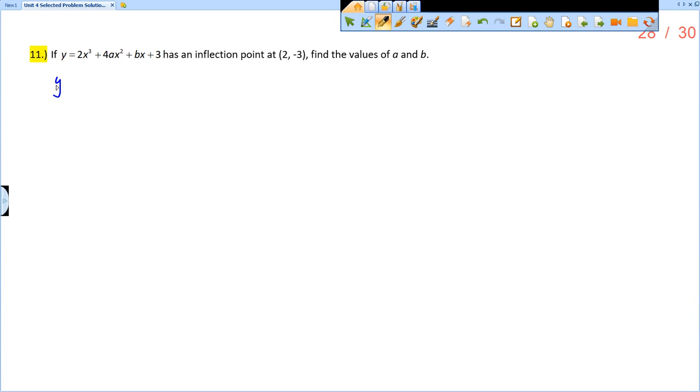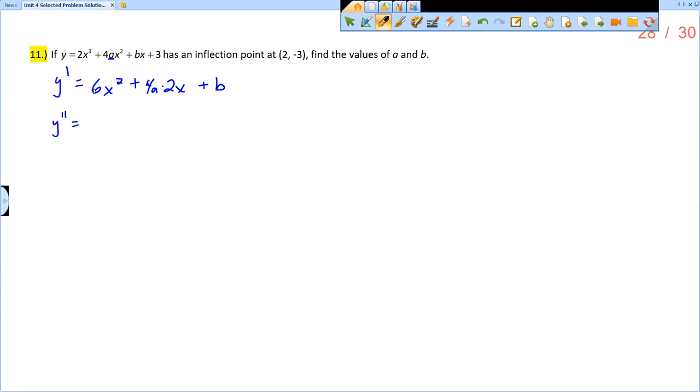All right, so y prime, of course, is going to be the derivative of 2x cubed, that would be 6x squared plus, now remember, a is a constant, right? So we're just going to take 4a times 2x, right? And then plus the derivative of bx would just be b. And so that's y prime. So now y double prime.